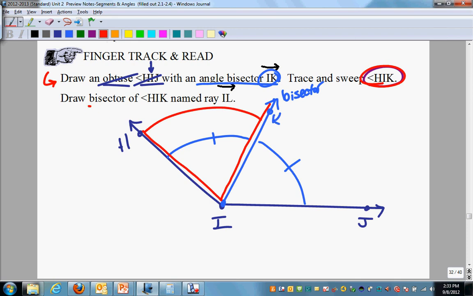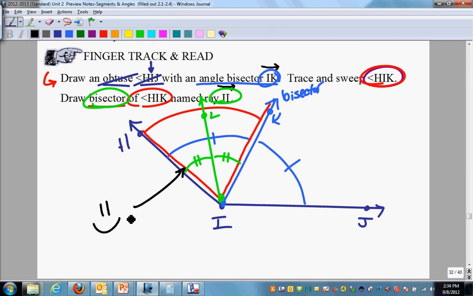And now we're going to draw a bisector of HIK with another ray called IL. So I, going through this red angle now, we have L. Because it's a second bisector, notice this is the second reference to bisector, we have a second set of congruent angles. So sweep, sweep, double hatch, double hatch. If you caught those double hatches automatically, kudos to you, because I didn't tell you how to do that. You used good instincts there.